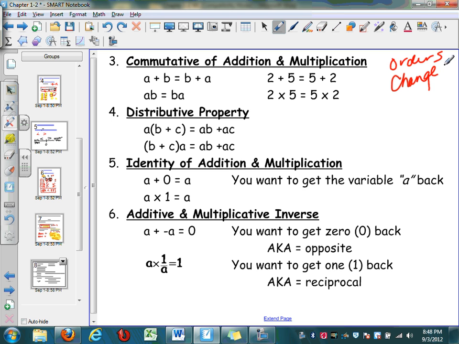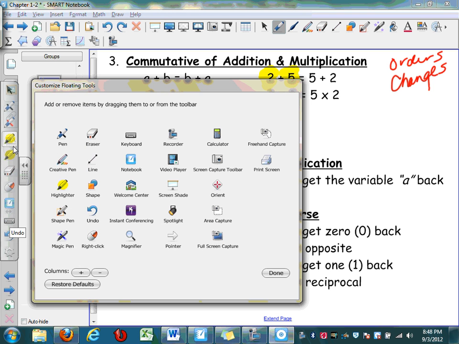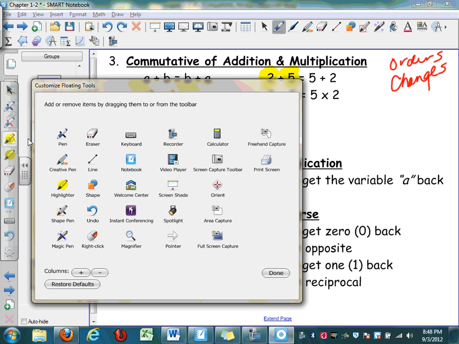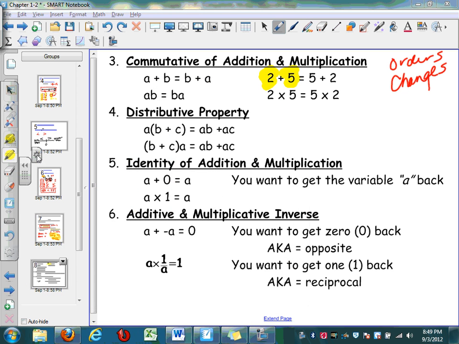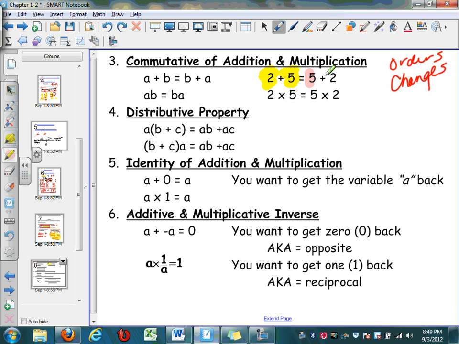I sure wish my pen would work. See how I had the position of the 2 and the 5, and then I need another highlighter. Please forgive me. Need a different color. Then over here I have 5 and 2. The order totally swapped. So commutative property of addition, the order changes. Associative, the order stays the same and the parentheses move.